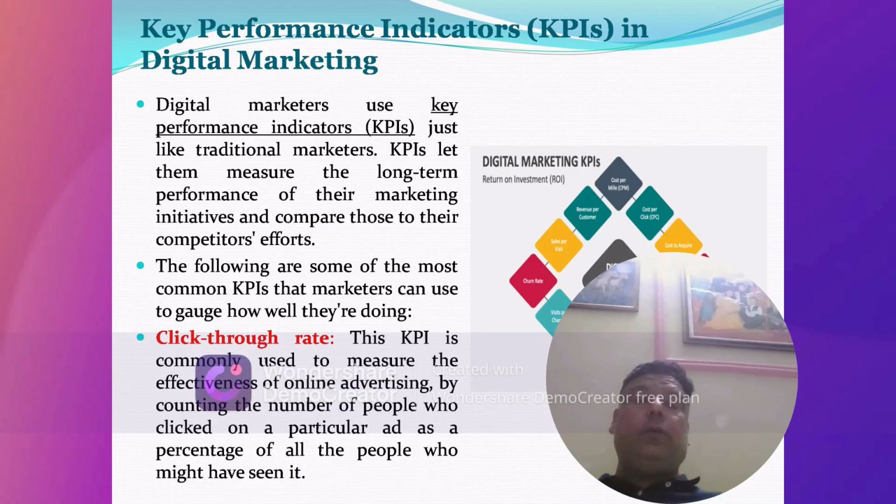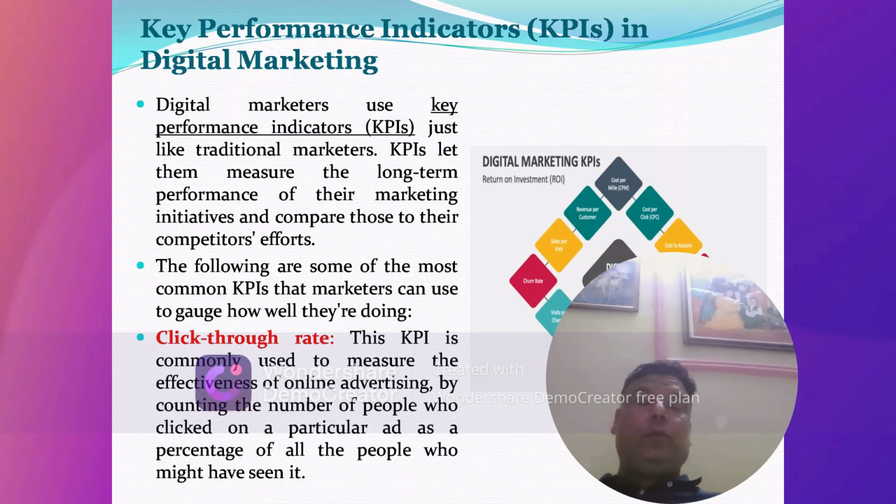like click through rate. This KPI is commonly used to measure the effectiveness of online advertising by counting the number of people who have clicked on a particular ad as a percentage of all the people who might have seen it. So click through is the people clicking on your ad among the people who are seeing your advertisement. So this is very important.